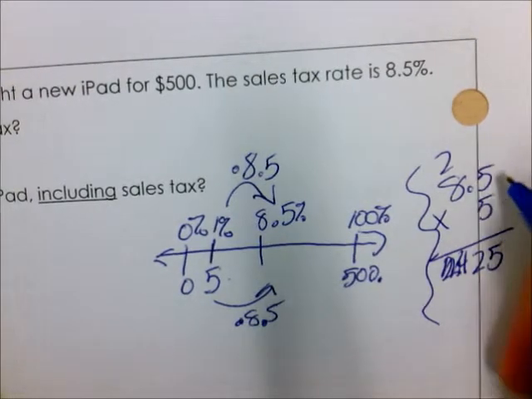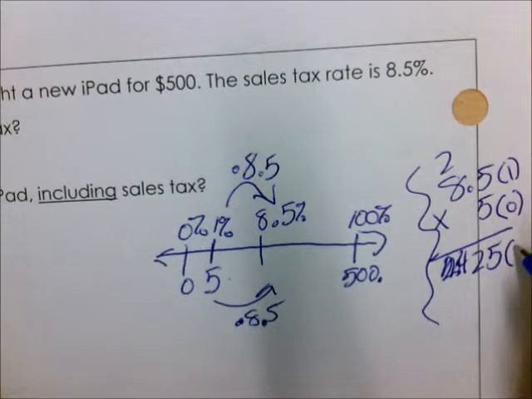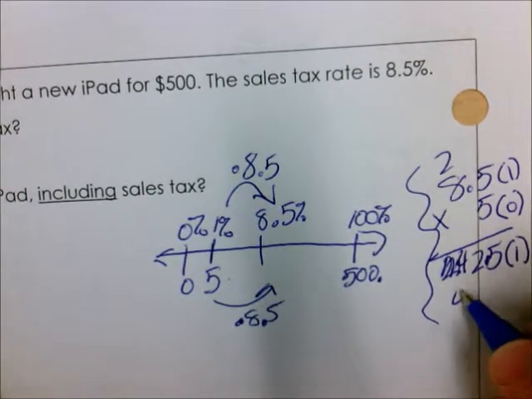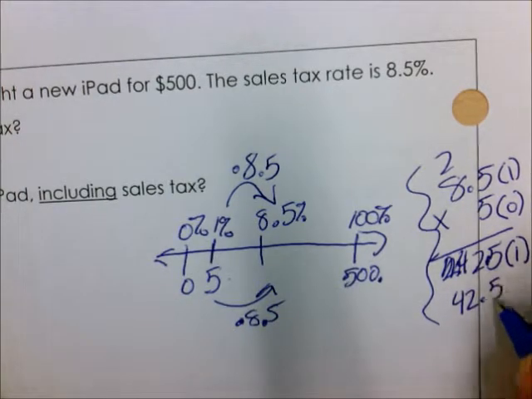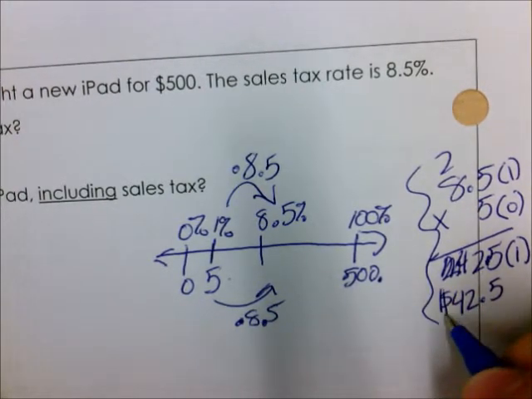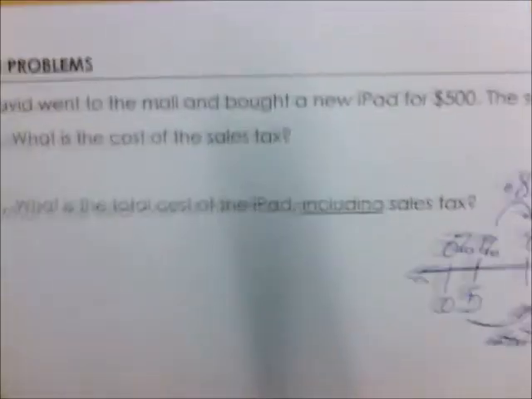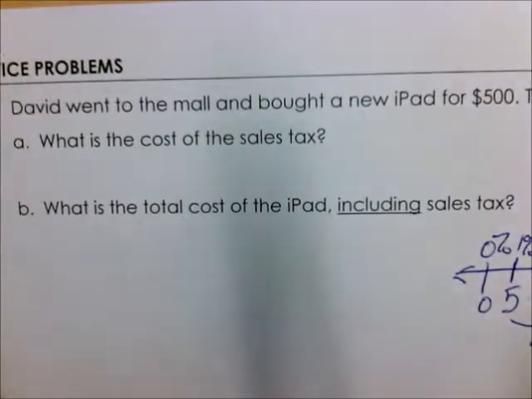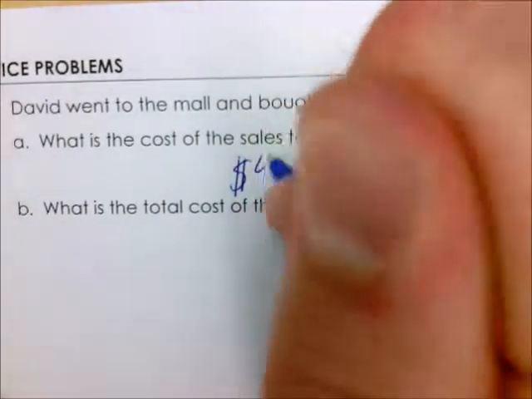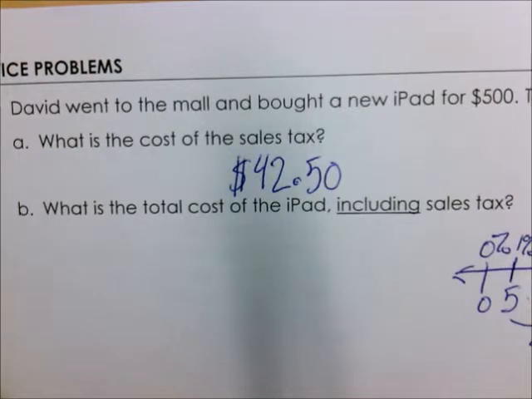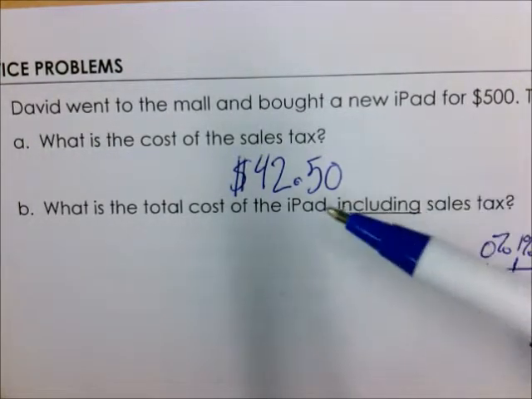There's one number after the decimal point, and there's 0 numbers after the decimal point. That means there's one number after the decimal point. So I end up getting 42.5, and I need that to look like money, and I have to add that 0 there. So the sales tax for that iPad is going to be $42.50.